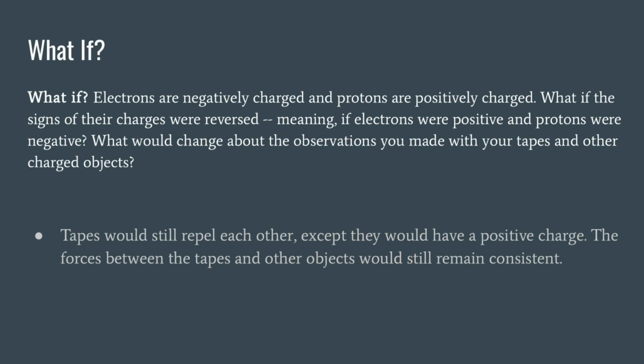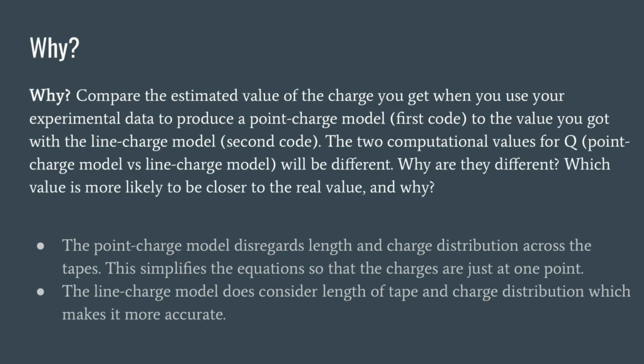In response to the what-if question, I would say the tapes would still repel each other, except they would have a positive charge. In regards to the why question, the point charge model disregards length and charge distribution across the tapes. It simplifies the equation so that the charges are at just a point, leading it to be more inaccurate. The line charge model considers the length of the tape and charge distribution, which makes it more accurate and more like real life. This concludes the end of my lab report.